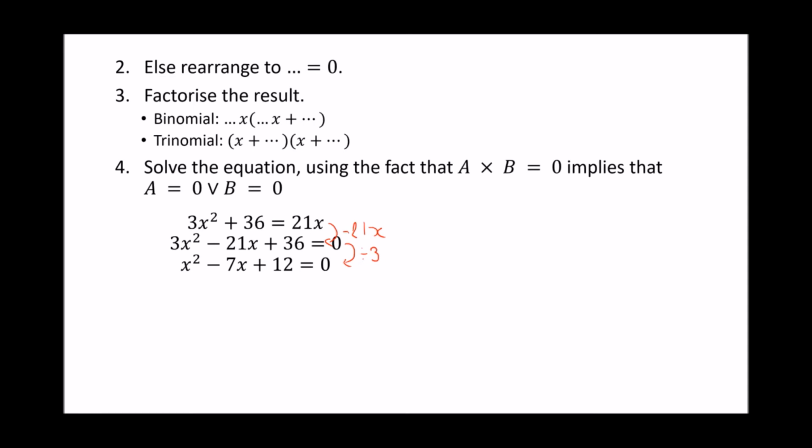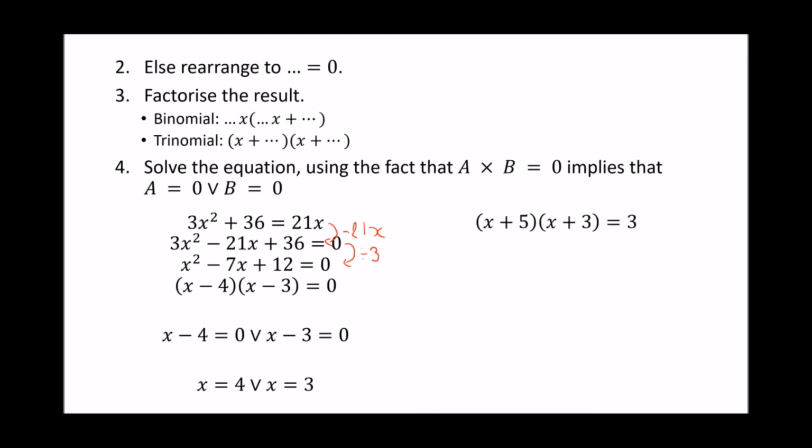This can be factorized with the sum product rule to get x minus 4 times x minus 3 equals 0. From this we can conclude that x minus 4 equals 0 or x minus 3 equals 0, which means, with the balance or cover-up method, that x equals 4 or x equals 3.